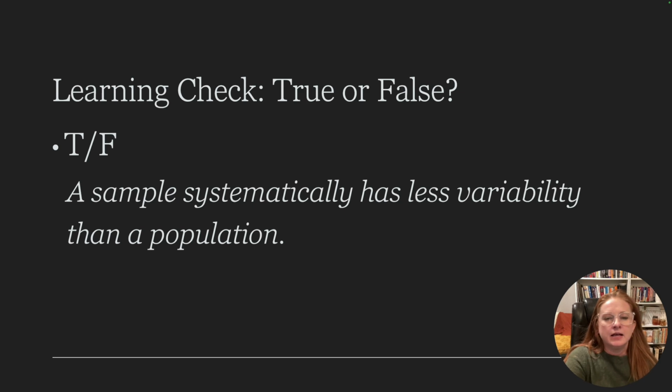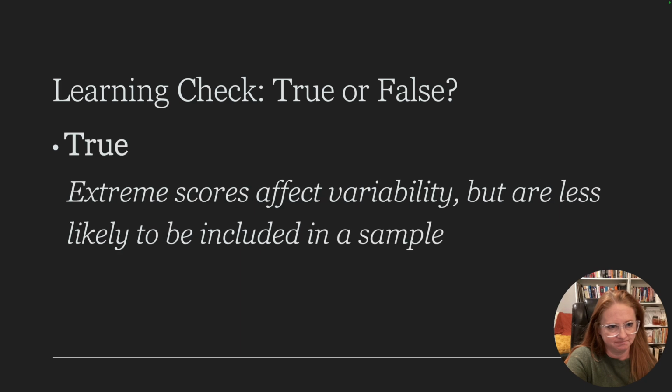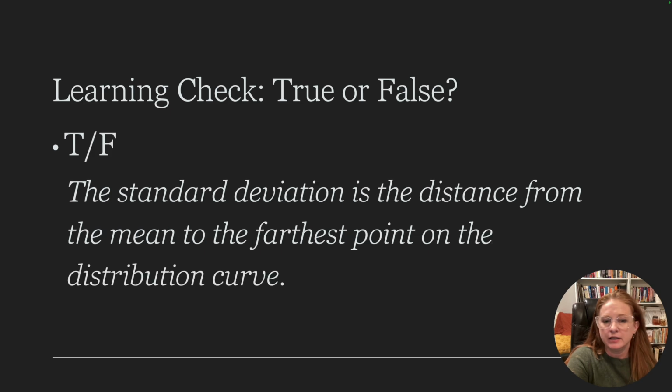Okay. True or false? A sample systematically has less variability than a population. So again, variability is how spread out or tightly clustered together are your scores. Because you have less chances, because you have less numbers. Absolutely.